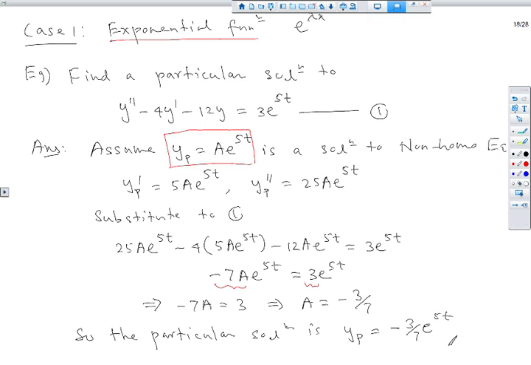You simply equate the coefficients. Once you equate the coefficients, you can see that -7a equal 3, so a equal -3/7, and that's going to give you the undetermined coefficient. So in this case the particular solution is simply going to be -3/7 e to the 5t. That's how you find the particular solution. After that, we know what to do. We know how to find the general solution to the homogeneous equation. That's what we normally call the complementary solution. We can use the same thing that we learned before.